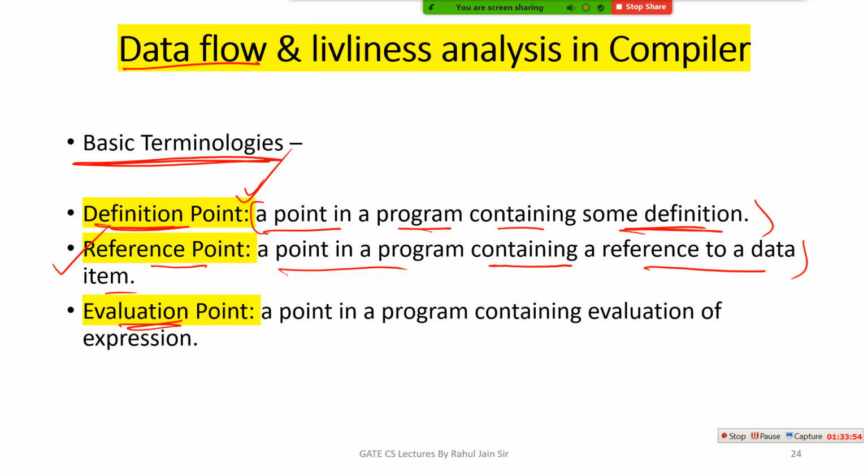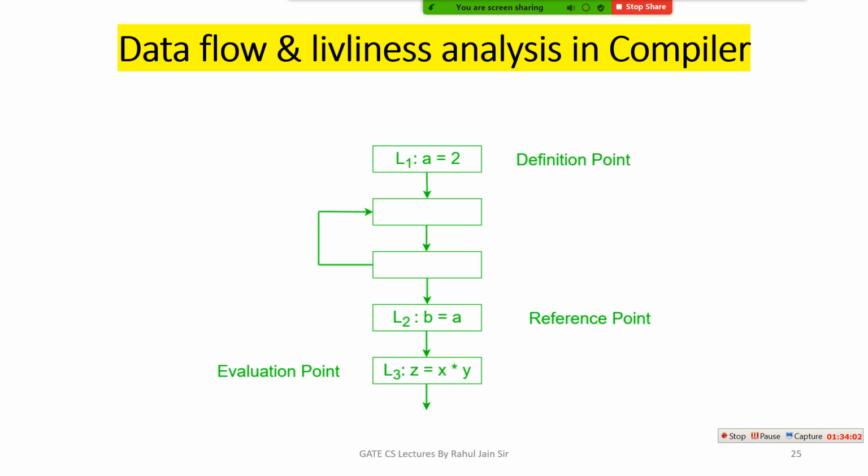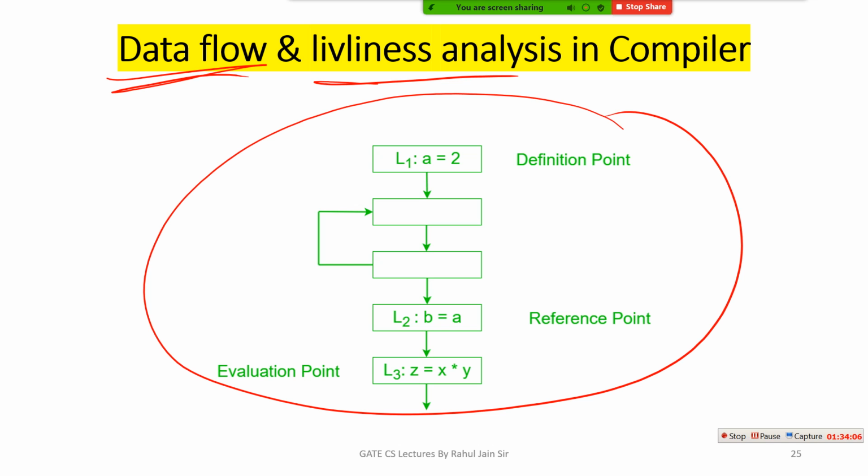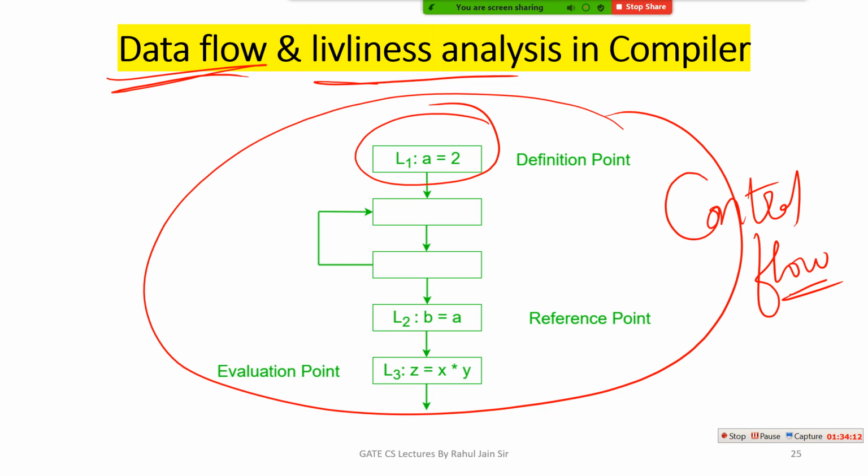An evaluation point is a point in a program that contains evaluation of an expression. Let us understand it with data flow and liveliness analysis. Suppose this is my control flow. Here I defined the value of a equals 2. It is my definition point.